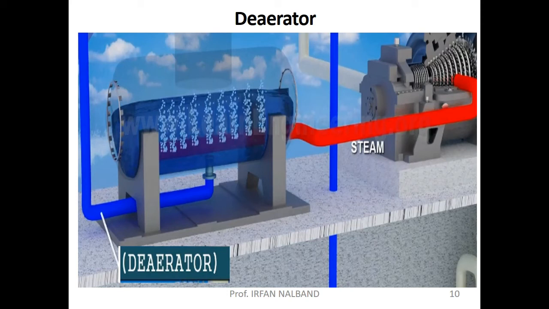Deaerator. A deaerator is basically used to remove the dissolved gases and dissolved oxygen present in water. Dissolved gases and dissolved oxygen present in water can cause corrosion of different parts of the boiler and turbine, so it is very essential to remove them from the water. That is removed in the process of deaeration, and the setup where the deaeration process is done is called a deaerator.